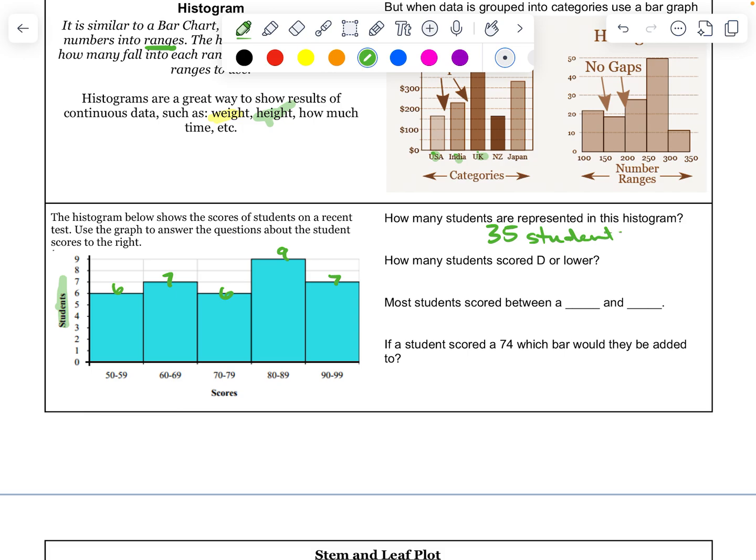How many students scored a D or lower? So a D is here and lower. So what's that, 13 students? Most students scored between 80 and 89, the highest bar on the graph. And if a student scored a 74, which bar would they be added to? They'd be added to this one, the 70 to 79 bar.